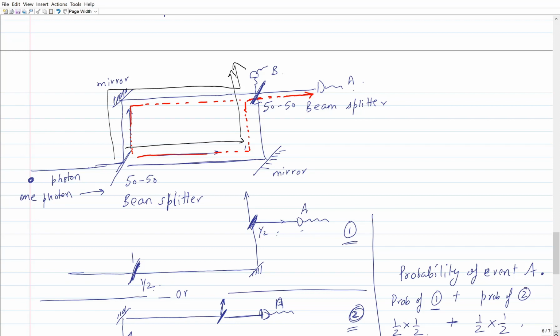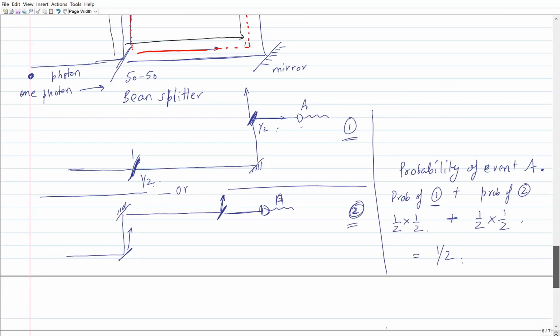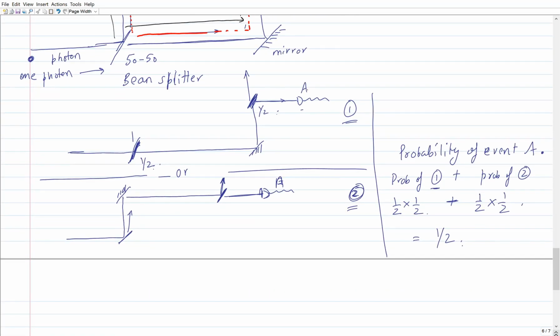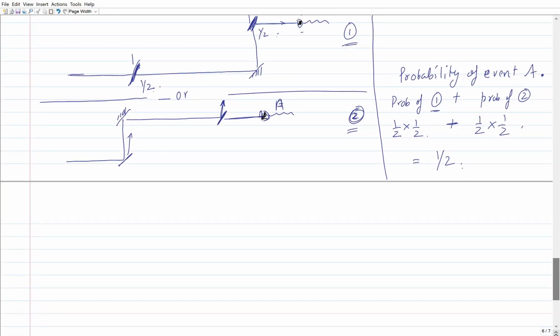Since either the photon is detected at A or B, if the probability I get for event A, the detector A to be clicked, is half, then the probability of detector B being clicked is also half. So I hope everyone is happy so far. So here the question is, is my analysis correct?